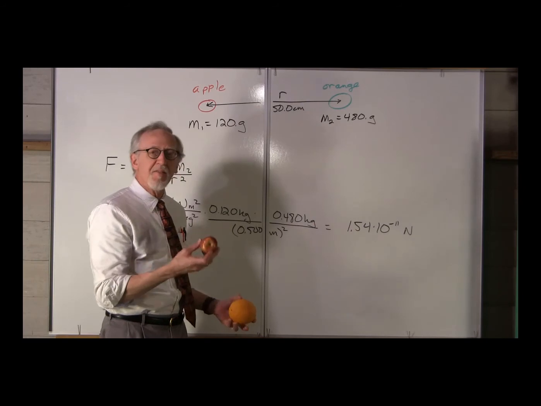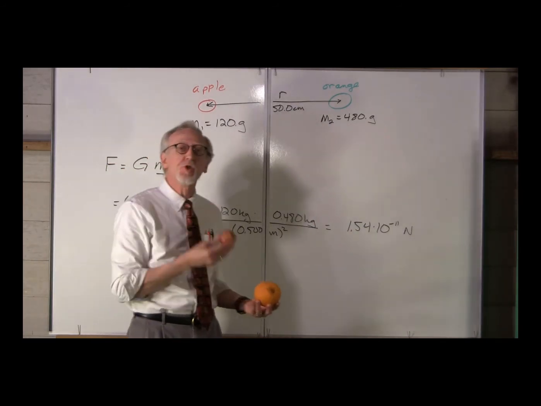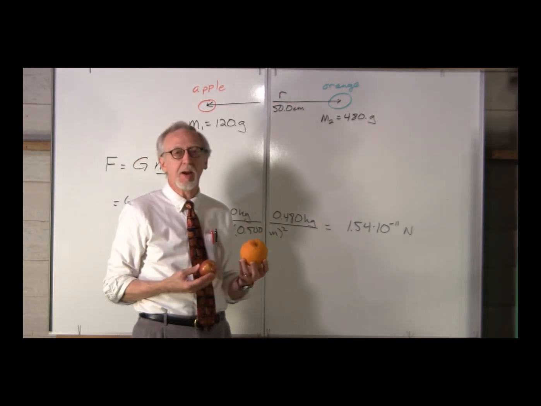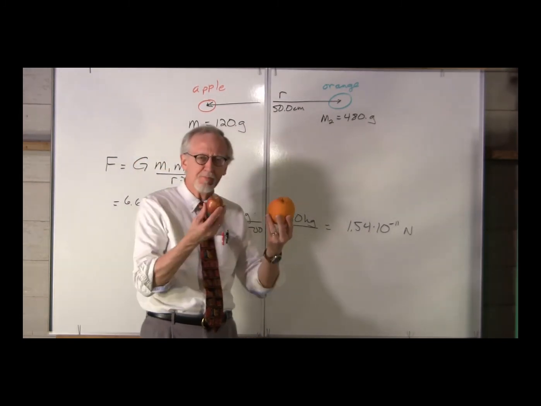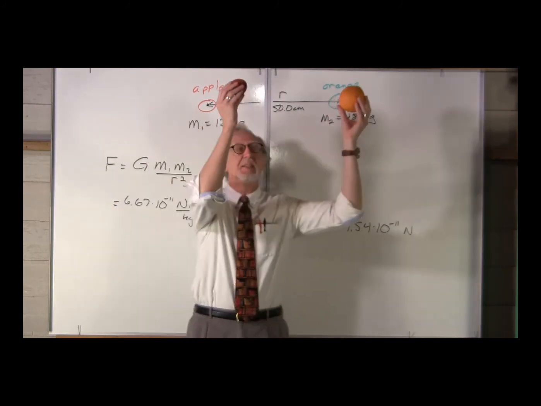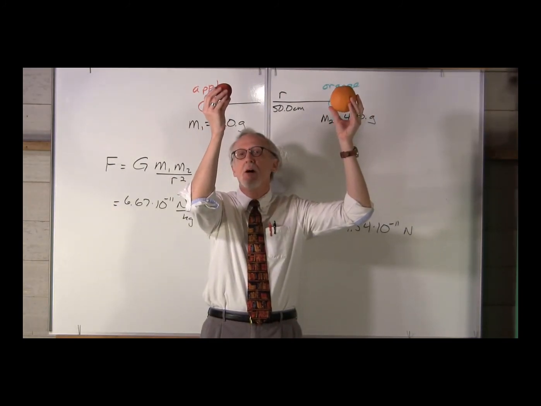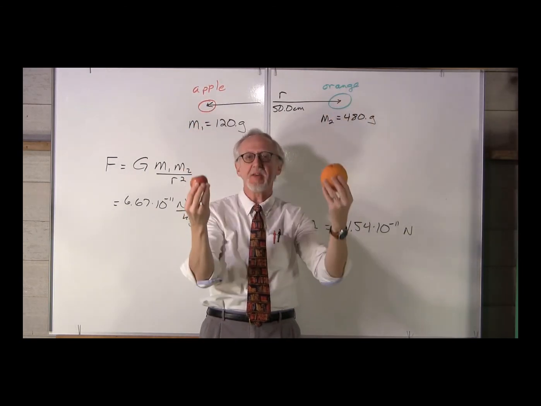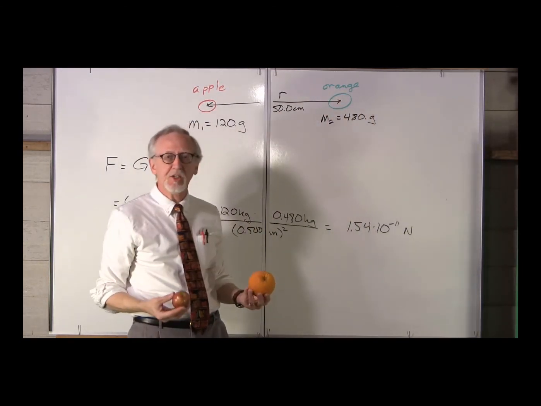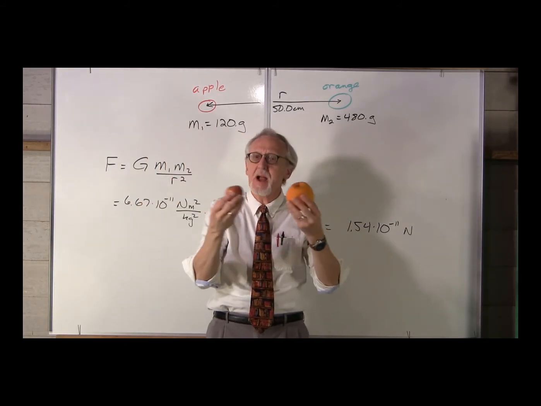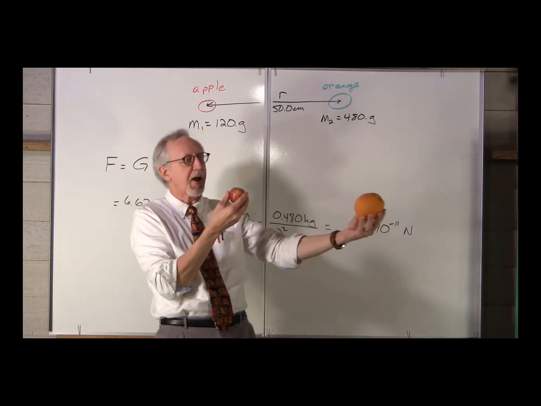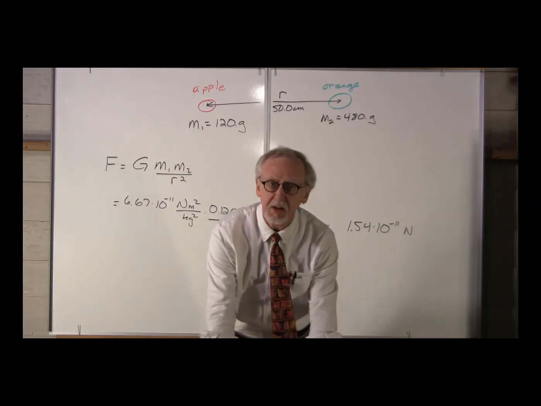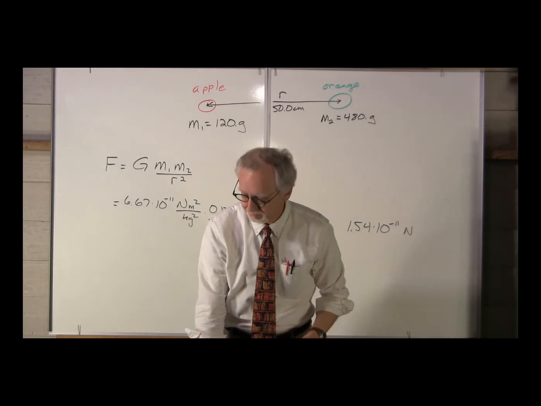Let's imagine that we have an apple with a mass of 120 grams and an orange with a mass of, let's say, 480 grams. And that's actually pretty close to what these are. I just massed them. And let's put them at a distance of, let's say, half a meter apart. So 50 centimeters. From center to center, 50 centimeters. Well, Newton's law of gravitation tells us that there's actually a force of attraction between them. The apple attracts the orange and the orange attracts the apple.